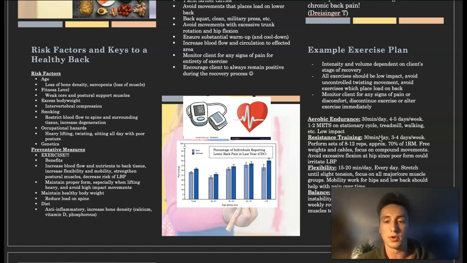For your flexibility work, you want to incorporate a lot of mobility, a lot of hip flexibility and low back work. You can even roll the low back. That should be good. And a lot of balance work for that, postural stability work.